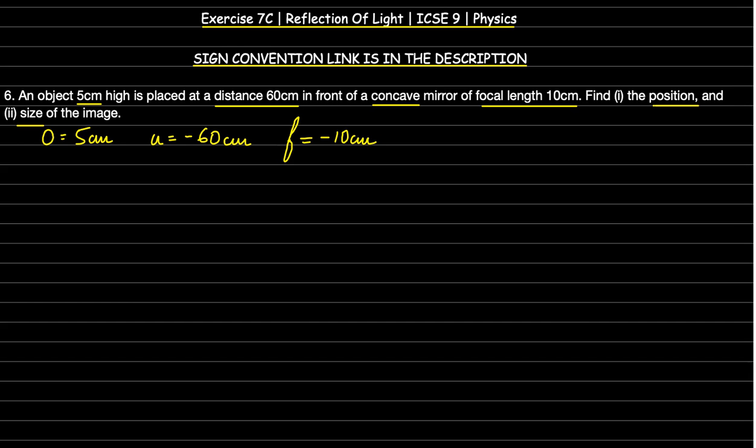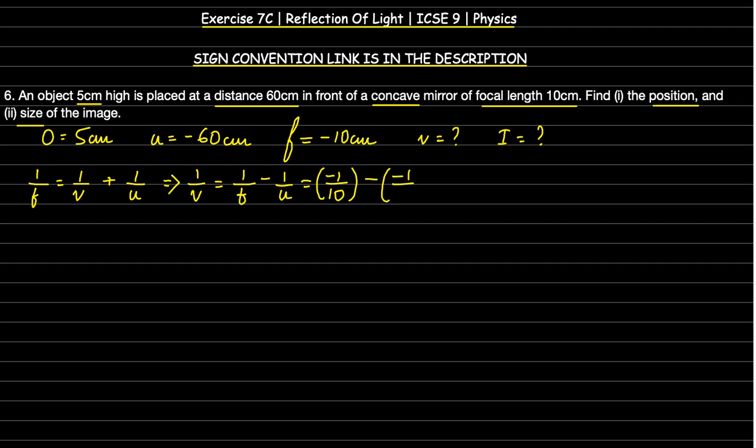We need to find the position, that means we need to find V, and then we need to find the size, that means we need to find I. So we'll be using mirror formula first, that happens to be 1 by F is equal to 1 by V plus 1 by U. Now we need 1 by V, so 1 by U goes to the other side, so I get 1 divided by V is equal to 1 by F minus 1 by U. Now I would be substituting the values. 1 by F is going to be 1 by minus 10, which can be written as minus 1 by 10, minus of 1 by minus 60 can be written as minus 1 by 60.